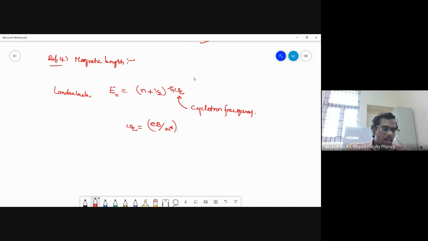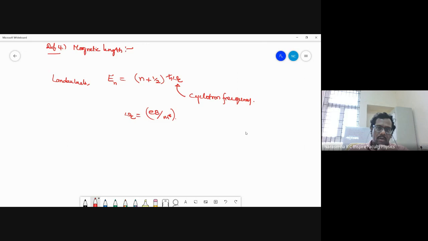Now, what is the magnetic length? We understood that when you put an electron in an external magnetic field, its energy levels are quantized with energy h bar omega c times (n plus half), where n is the index for the Landau levels. Now the magnetic length is defined as LB, which is the square root of h bar over eB.